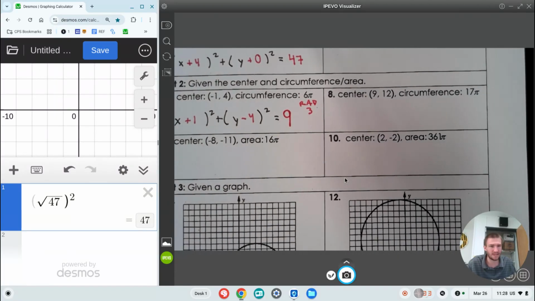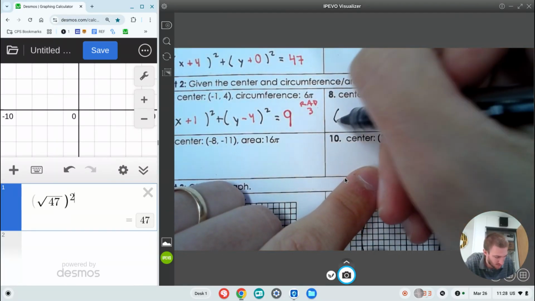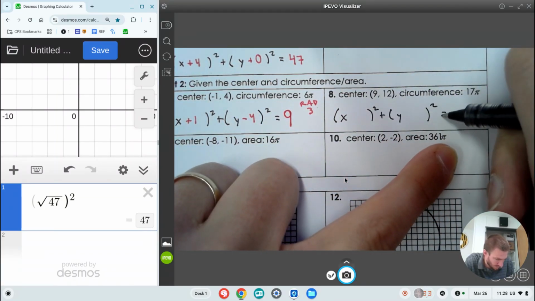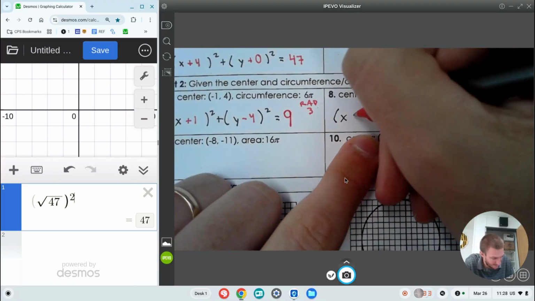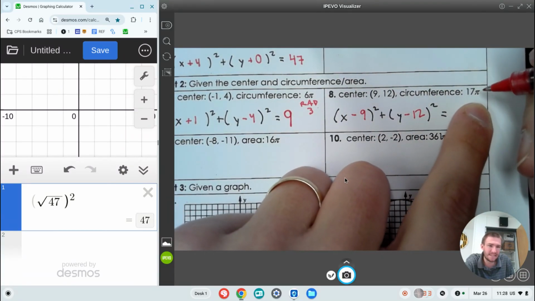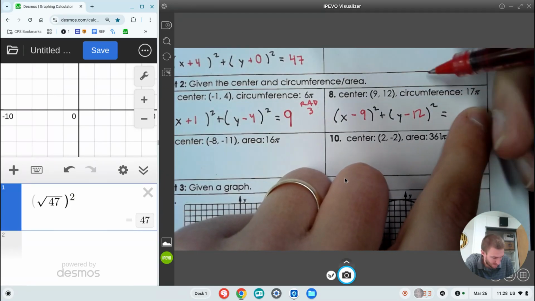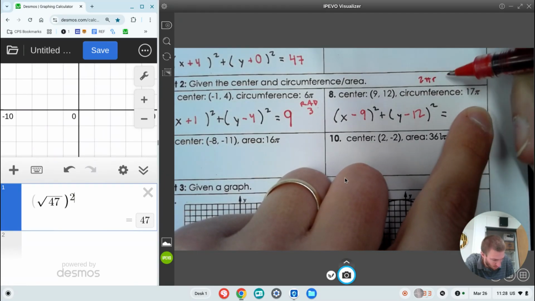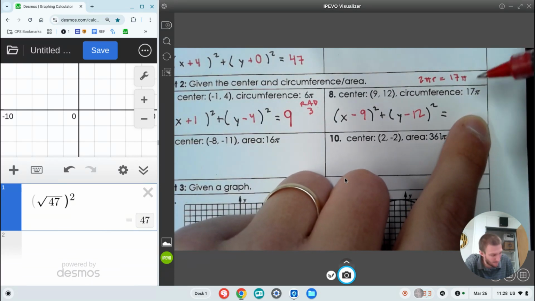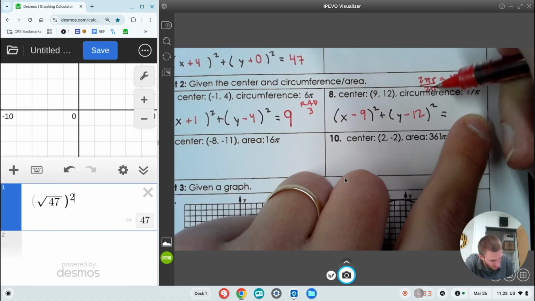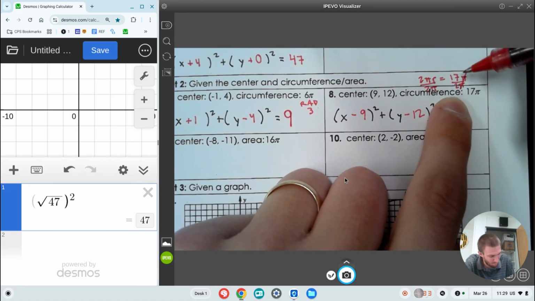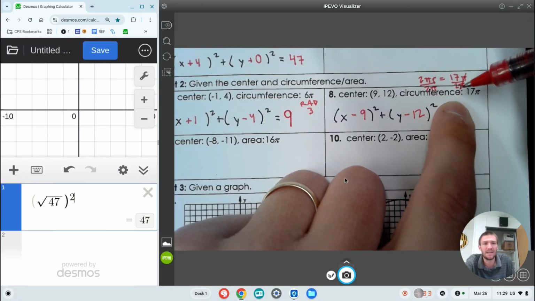We can do this quickly, okay? I'll do this question. X squared plus y squared is equal to... opposites, -9, -12. 17 pi is the circumference. So 2 pi r is equal to 17 pi. The way it works, you divide by 2 pi, you divide by 2 pi, the pi's go away. Basically, we just got to cut this number in half.